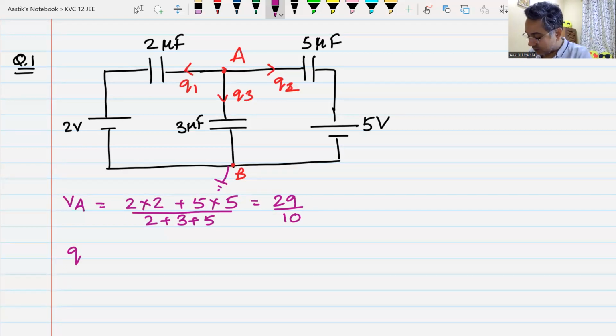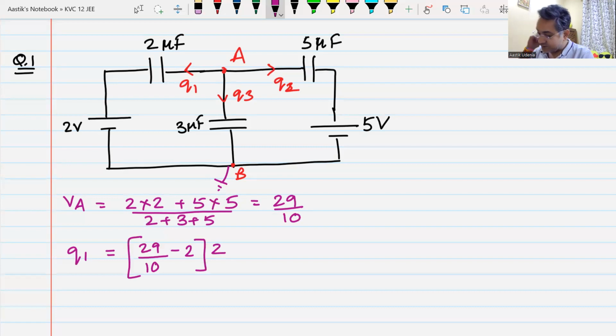Now I can find the value of Q1. What is the value of Q1? Jagdish has given me the answer. So it will be VA, 29 by 10 minus 2, multiplied by 2. Q1 equal to 1.8.